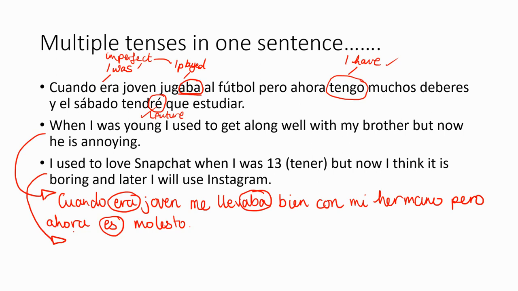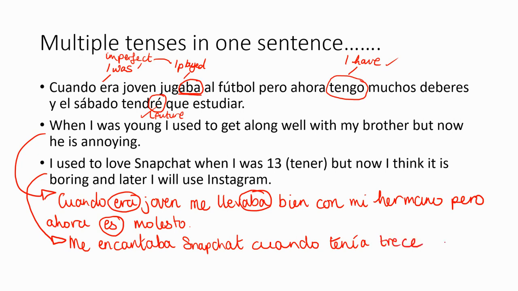All right. So I used to love Snapchat. So we're after an aber. So in this case, we got me encantaba. So I used to love Snapchat. Right, when I was 13. So that's going to be when I had 13. So it's going to be cuando tenía 13. Always use the words when you're writing, unless they're big old numbers. 13 años.